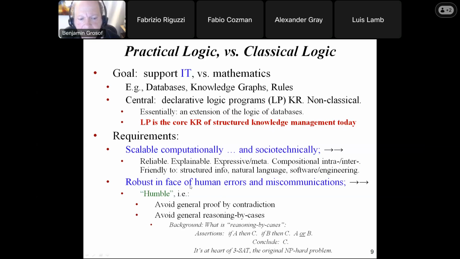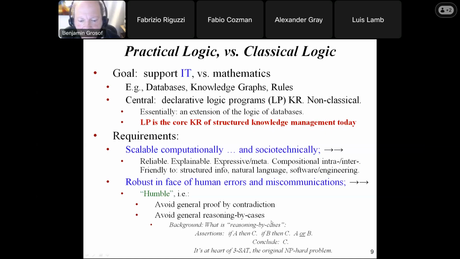Another key requirement is to be robust in the face of human errors and miscommunications. And this is a key to being scalable socially or socio-technically. And one of the implications of this is that it's important for the KR to be humble in a certain sense, to avoid general proof by contradiction, which is premised on the idea that any inconsistency is intended, essentially. Whereas in practical systems and engineering efforts by humans, there usually are some errors that are unintended at any given point. Another is to avoid general reasoning by cases.